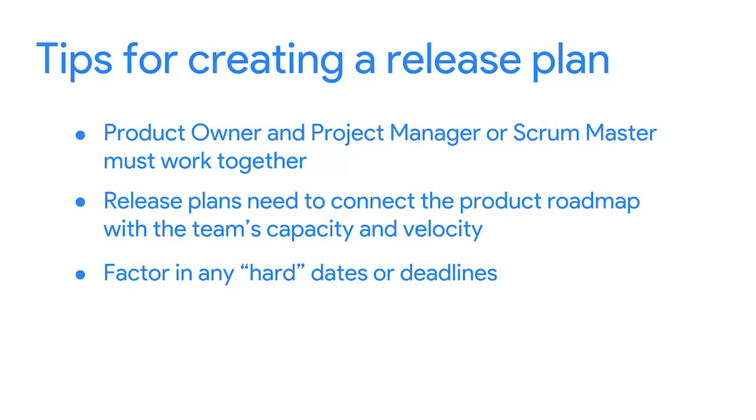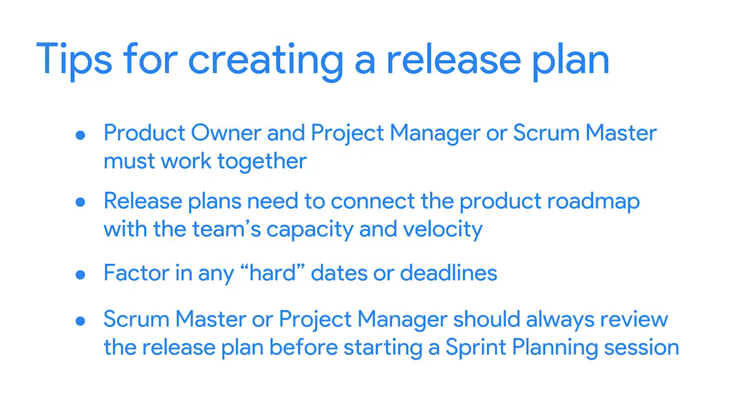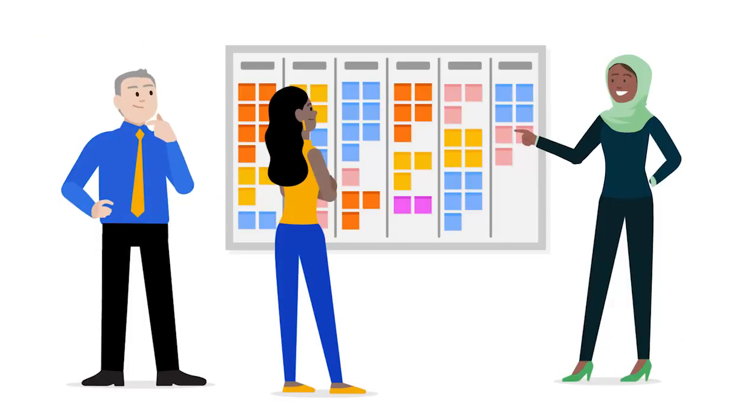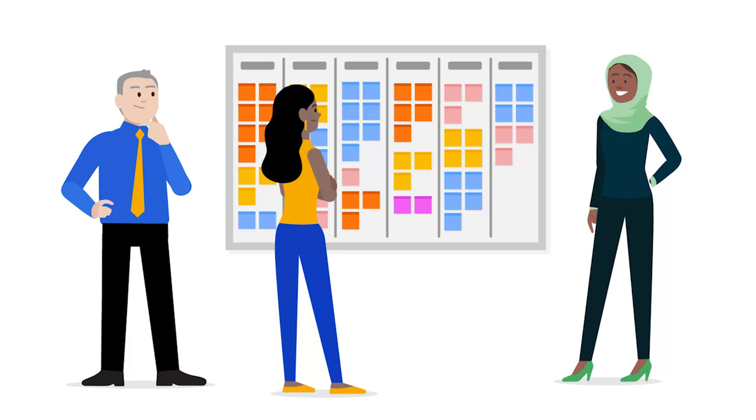My last tip for creating an effective value roadmap is that the Scrum Master or Project Manager should always review the release plan before starting a sprint planning session. They review the release plan to check whether the team is on track. If the team is off track, the Scrum Master needs to have an open conversation with the product owner and business people to figure out what they can adjust to get back on track. This is where the Scrum value of transparency is key.